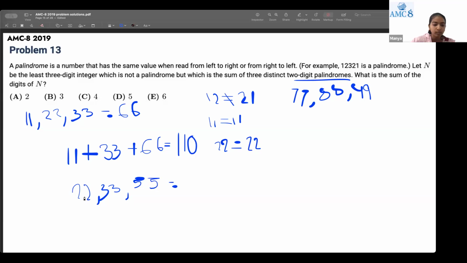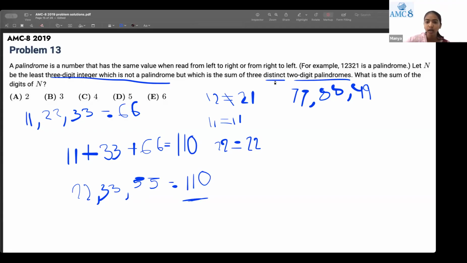And so if we add all these up, 22 plus 33 is equal to 55, and 55 plus 55 is equal to 110. And so n is a three-digit integer, and it's not a palindrome either. So this is the least three-digit integer which is not a palindrome, but it's the sum of three distinct two-digit palindromes.